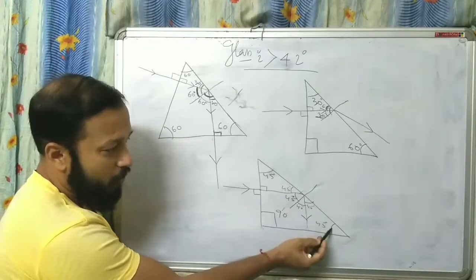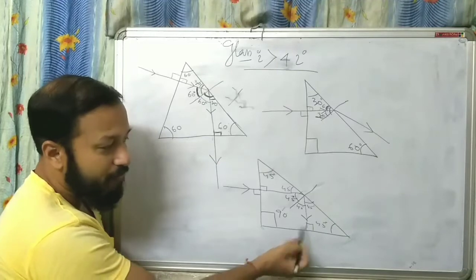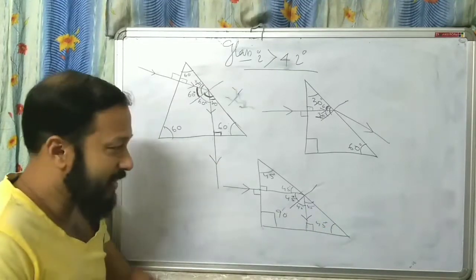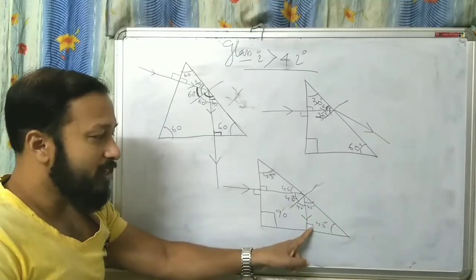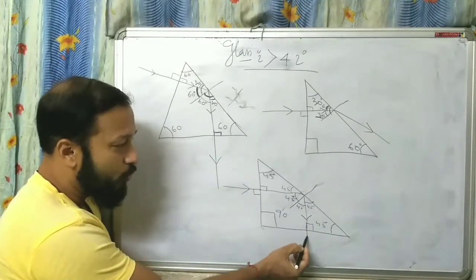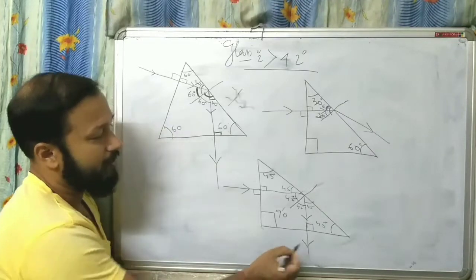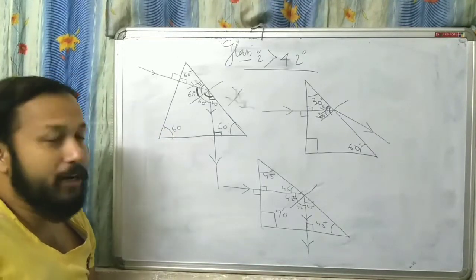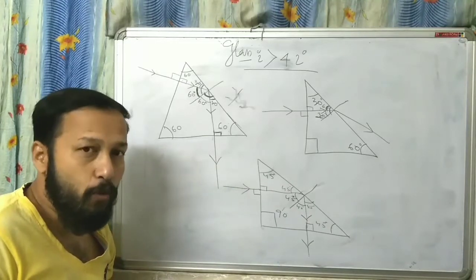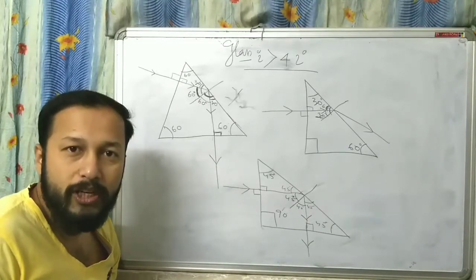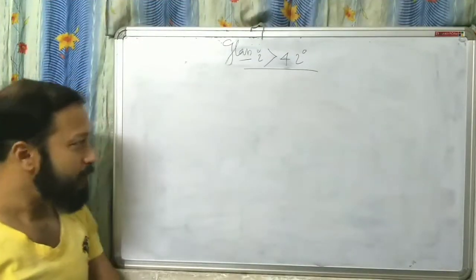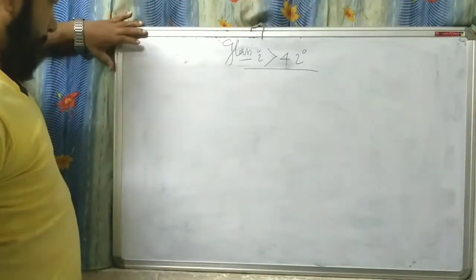If 45, 45, so this will be 90 degree obviously, because the sum of three angles is 180 degree in this triangle. So this is 90, and we know that when it comes at 90 degree, it goes straight like this. Understood? This is the fact. We'll discuss two more diagrams for this portion. Okay. Next figure.